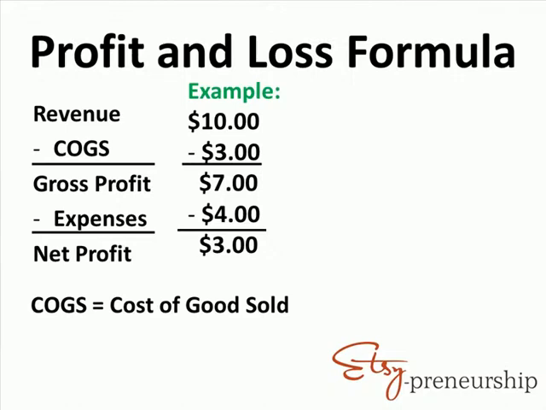So an example of this, let's say you had a product that sold for $10, that's your revenue, and then you use $3 worth of raw materials in that product. At the end of the day, you had a gross profit of $7 when that product sold, and then maybe you spent $4 for marketing and some overhead costs, and it gave you $3 of net profit. So your net profit is $3, your gross profit is $7.